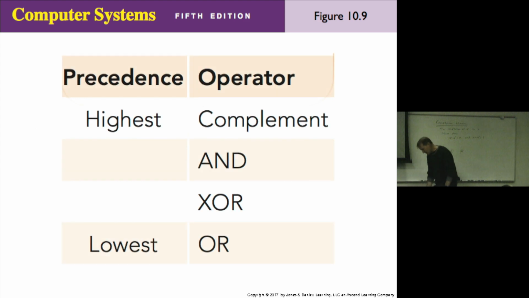Now that we have this exclusive OR, we have to specify its precedence. The precedence of exclusive OR is between AND and OR. So when you see an expression with an XOR in it, it's in between AND and OR. Is everybody clear on how that works?